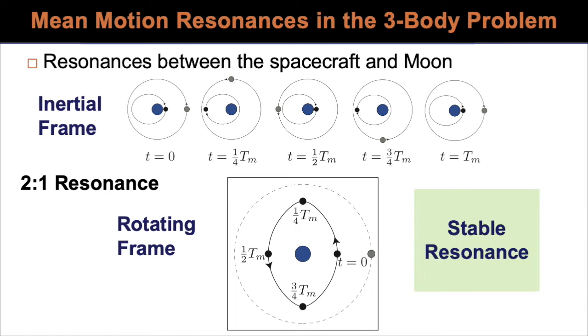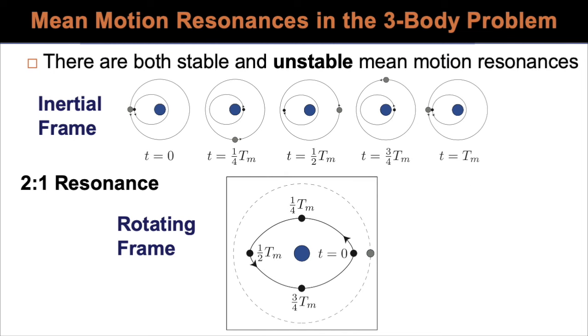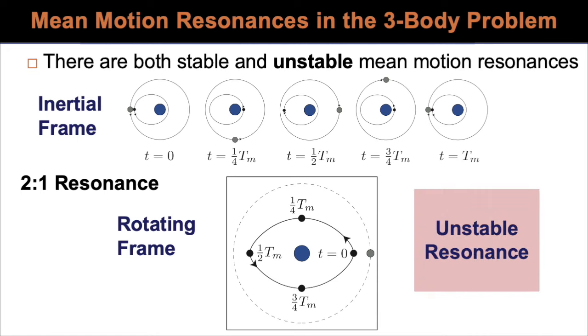You could have a 2-to-1 resonance that's unstable. So just think of the spacecraft and the moon now having a close approach when we start them out, and they will just periodically have a close approach every period of the moon. You view this in the rotating frame, you can see it. The apogee is actually along the direction of the moon. So any small perturbation away from this, you'll get unstable motion. So this is an unstable resonance. So all mean motion resonances come in these stable and unstable pairs.